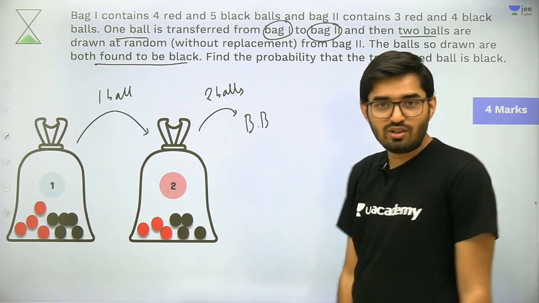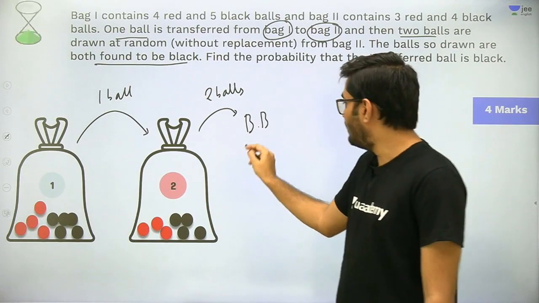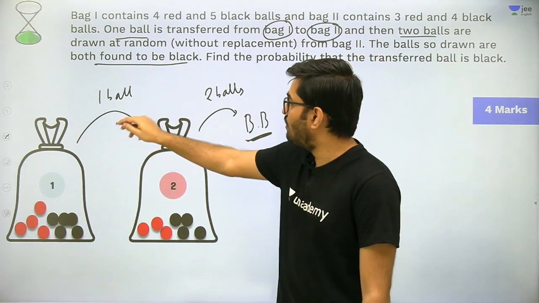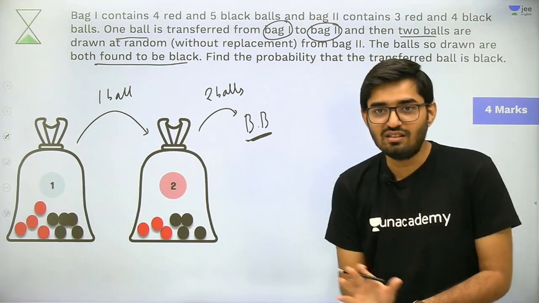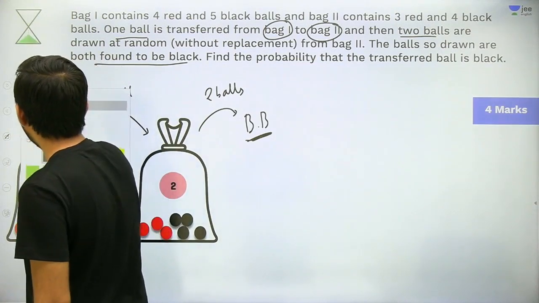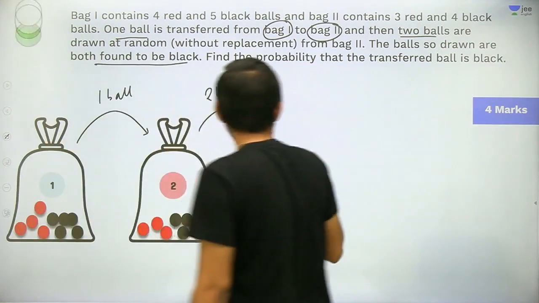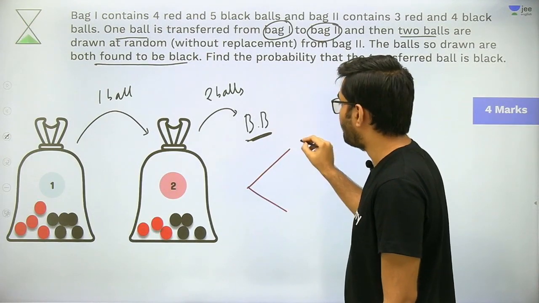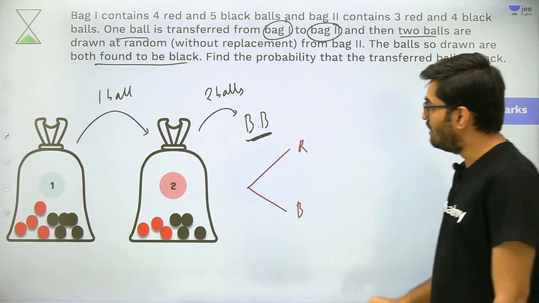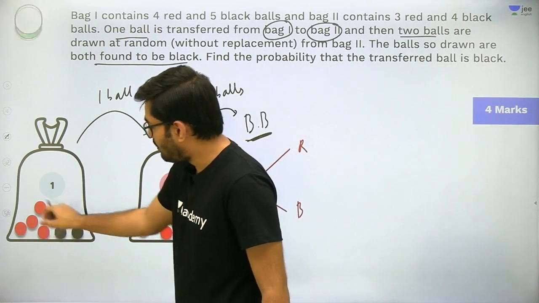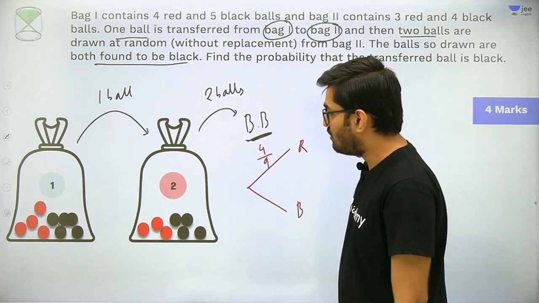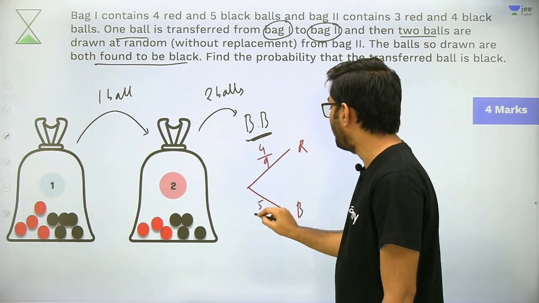So this is a Bayes theorem question. If the end result is given, and they ask which ball was transferred, then it is a Bayes theorem question. After that you just have to draw the tree diagram. The transferred ball can be either red or black. The probability of red from bag 1 is 4 by 9, since the total number of balls is 9, and black is 5 by 9.